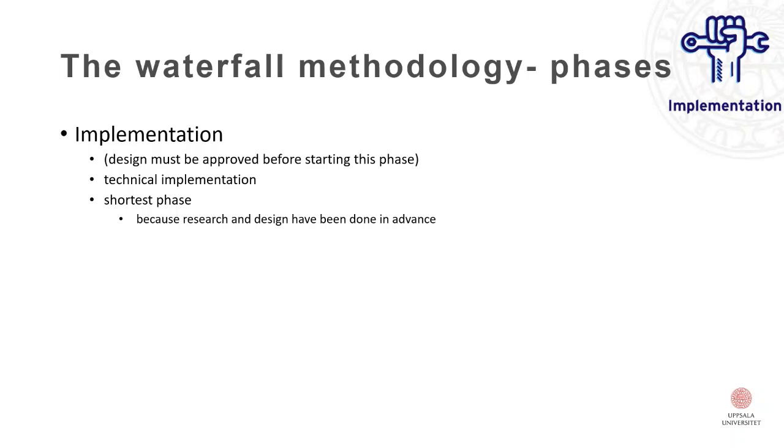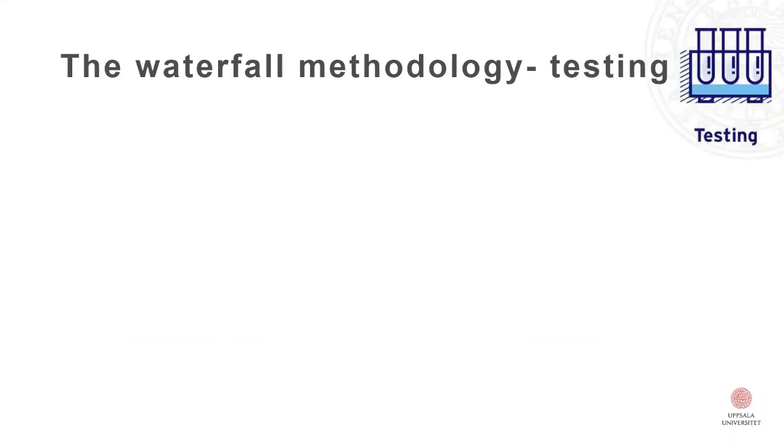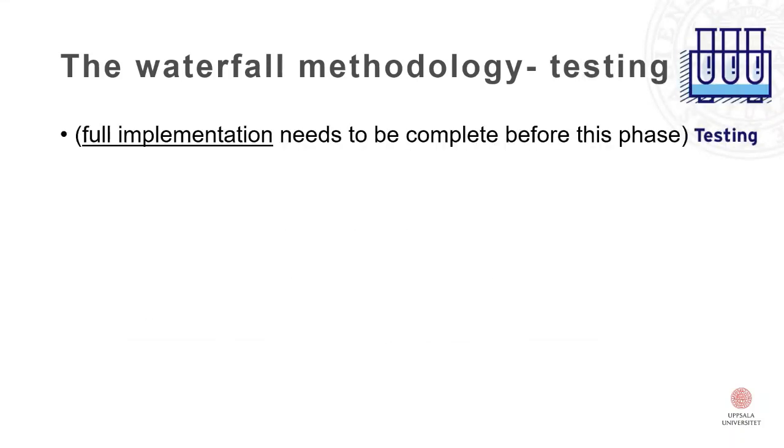Just that the code is not written, but you know what parts your program will have and how these parts are connected together and what is the input to each function, what will be the output and so on and so forth. Here you just need to implement them in a programming language. So let's again go back to our address book example. In the implementation phase, the engineering team will simply develop the functionality and prepare it for testing. The last phase in this methodology is testing.